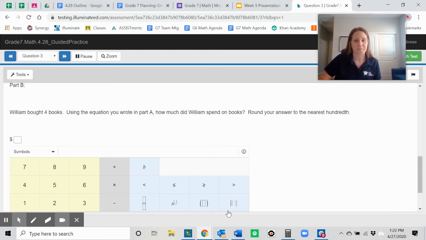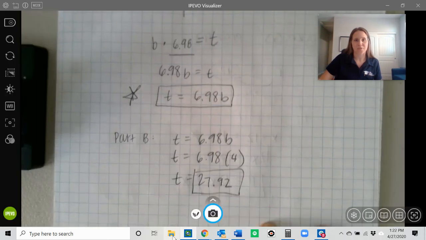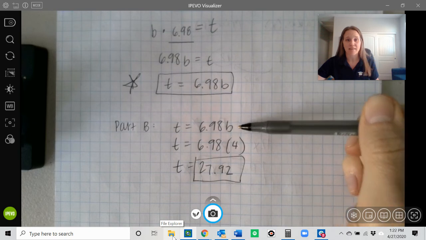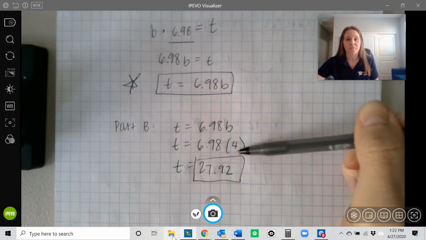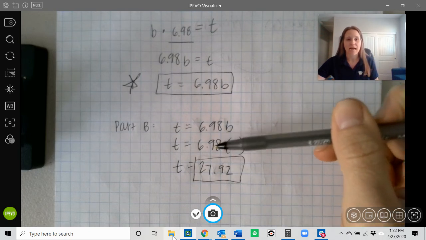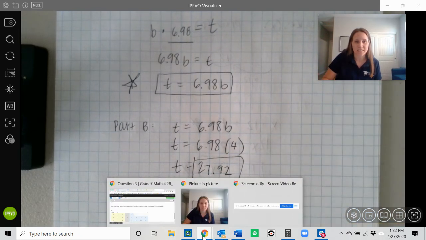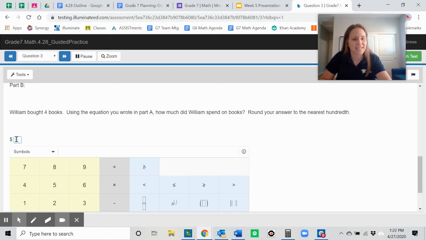All right, team. Here's what my work looked like. Here is the original equation we wrote from part A. I substituted for the number of books William bought for B. I multiplied these 2 numbers together. I got $27.92. Please put a star on your paper if you got that correct on your own. Way to go. You guys are crushing it.